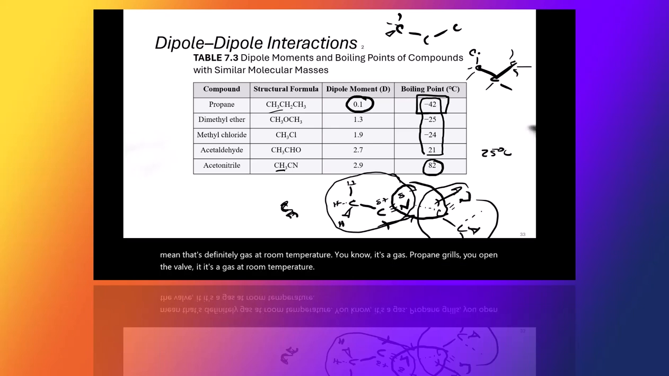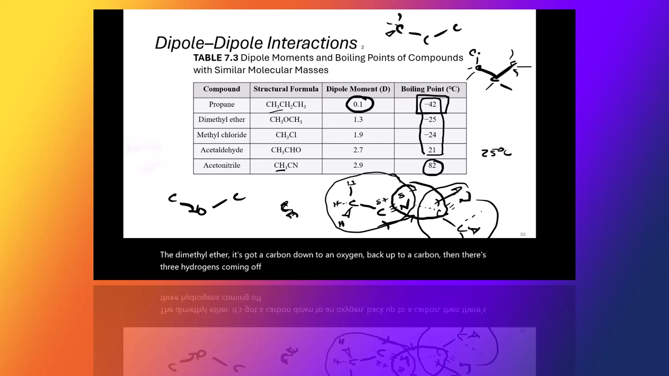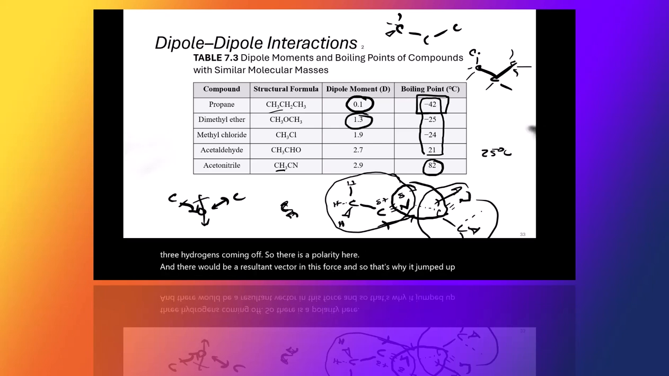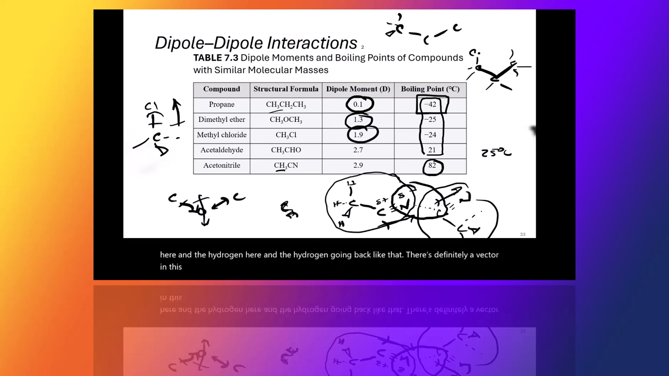The dimethyl ether, it's got a carbon down to an oxygen, back up to a carbon, and then there's 3 hydrogens coming off. So there is a polarity here, and there would be a resultant vector in this force, and so that's why it jumps up to 1.3 here. The methyl chloride, we've already seen that. That looks like this, and then it's got the hydrogen here and a hydrogen here and a hydrogen going back like that. Well, there's definitely a vector in this direction, so its dipole moment's 1.9.